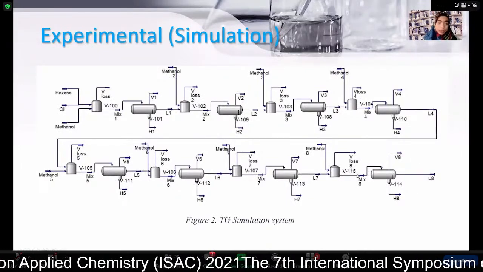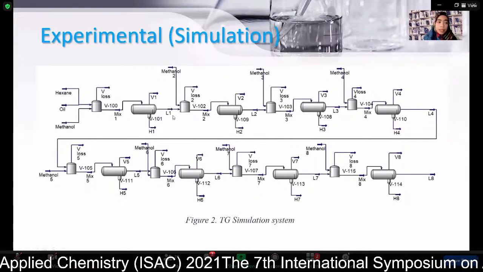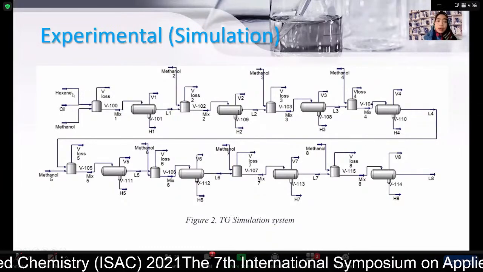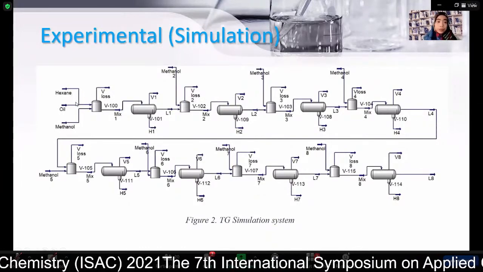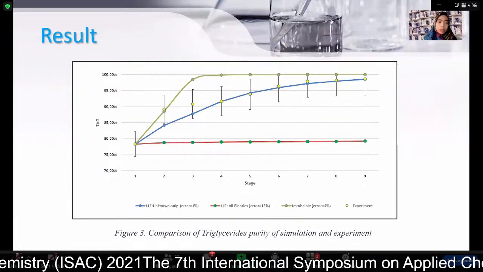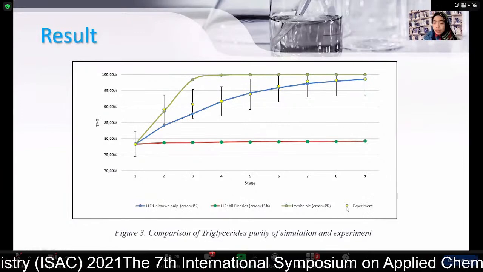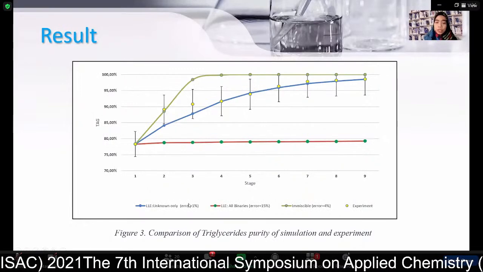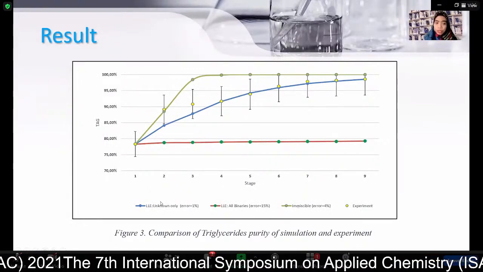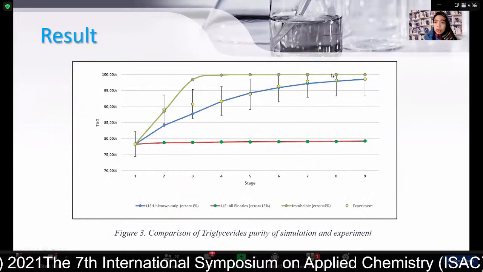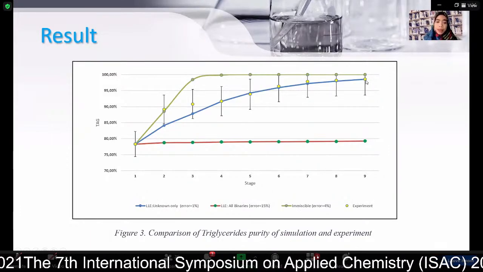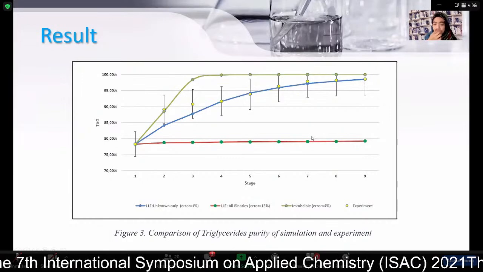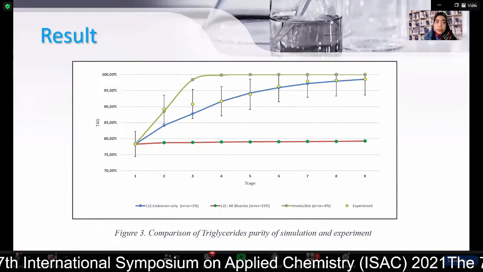We did it like the experiment did. The hexane in the solvent is food grade, so we don't need to worry about poison contained in the hexane. And this is the result. We can see the dots. The yellow dots are experimental data. Among the 3 binary parameters, we found that LLE unknown only is near to the experimental data. It has an error of less than 1%. This is a comparison of triglyceride purity of the simulation and the experiment.